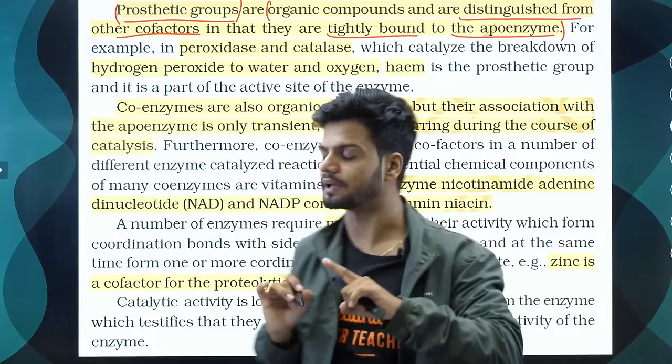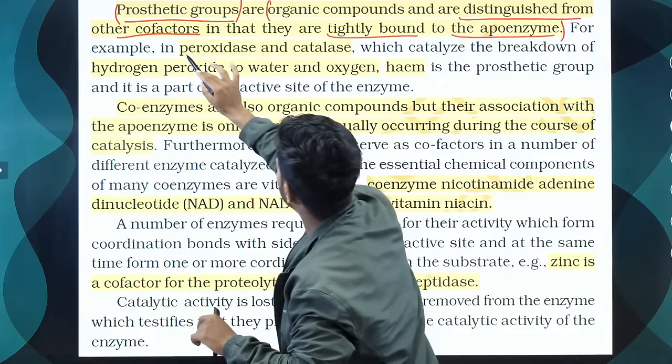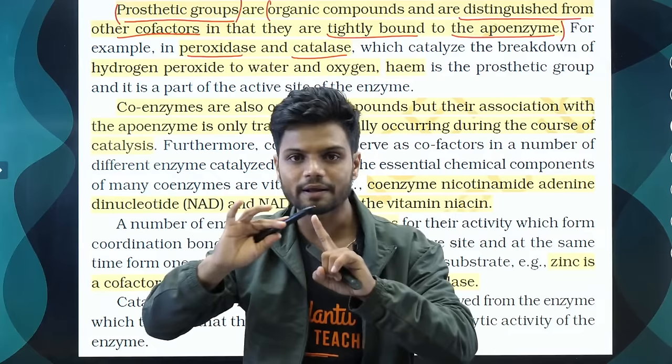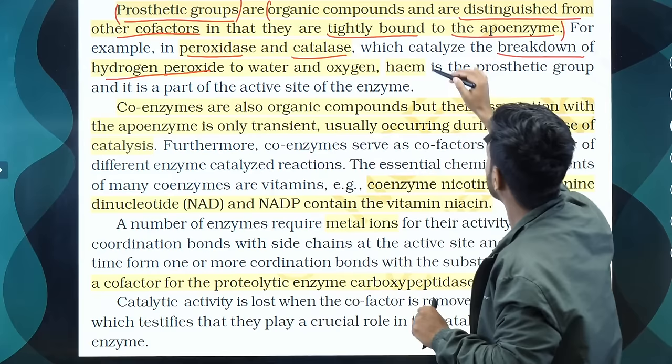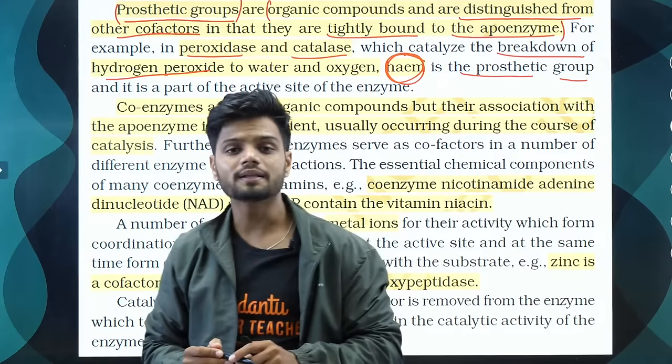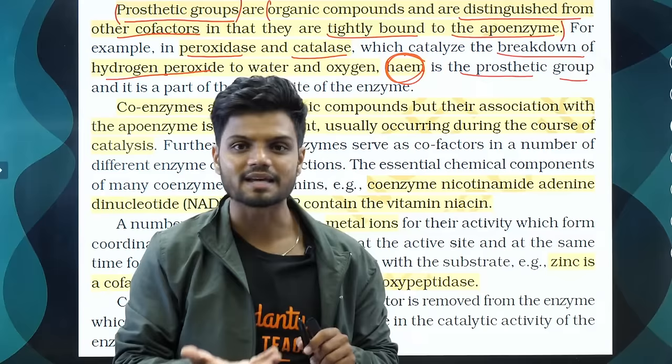Example for your prosthetic group is peroxidase as well as catalase, which catalyze the breakdown of hydrogen peroxide to water and oxygen. Heme is the prosthetic group here. So in the reaction catalyzed by the enzyme, which is the enzyme? Catalase and peroxidase are the enzymes. But which is the prosthetic group?